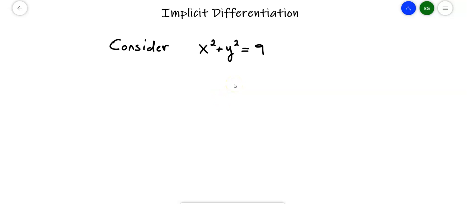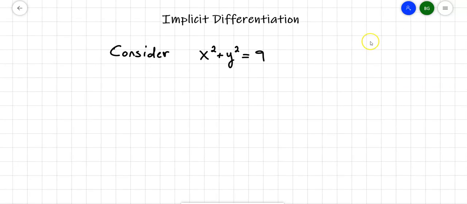So we're going to talk about implicit differentiation today. Sounds complicated, but it's really not so bad. So first, I think we need to understand when we're going to use implicit differentiation and why it's important. So let's consider the curve described by this equation that I've got on the screen. So you may recognize this.